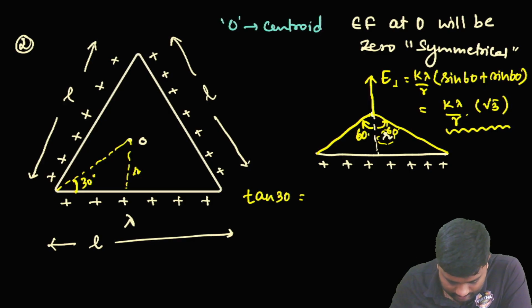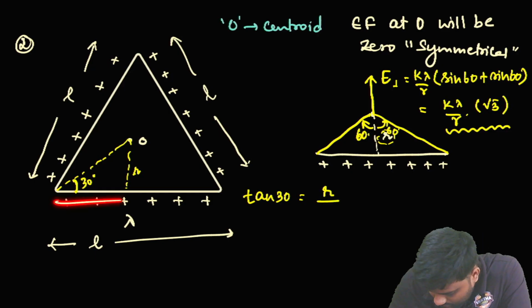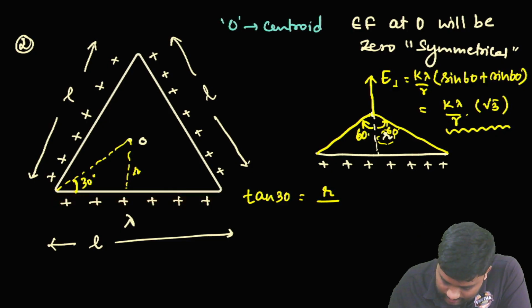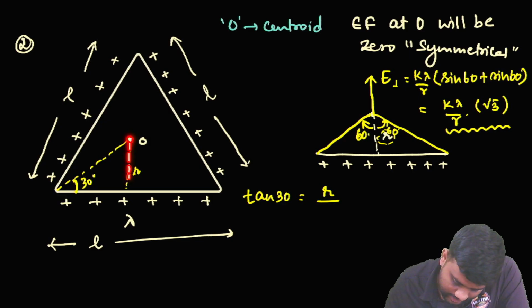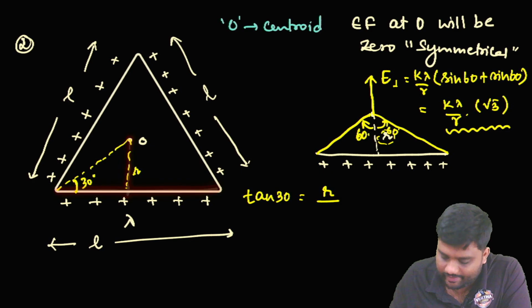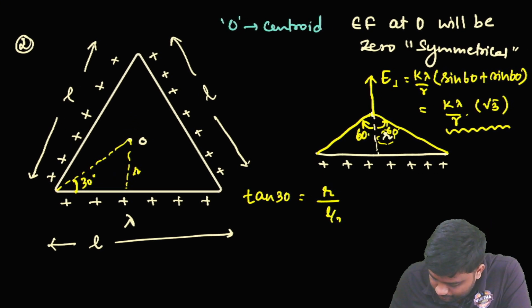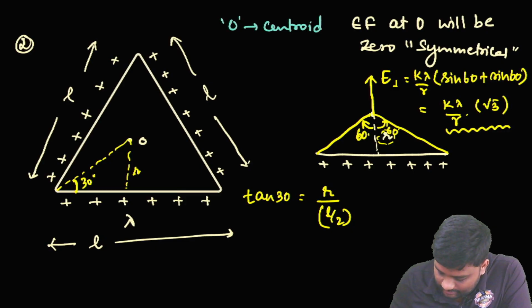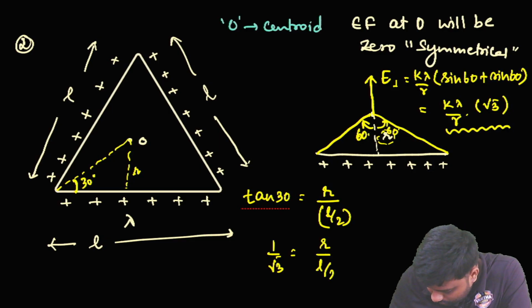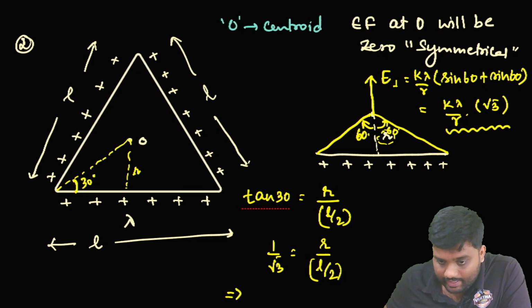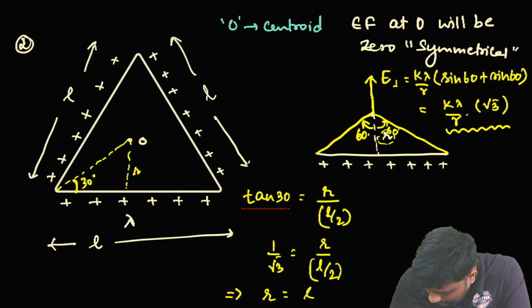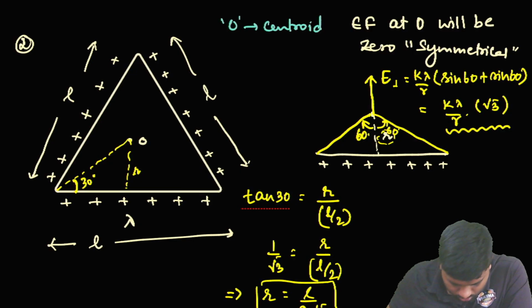Sir, the perpendicular distance is R. Consider this the length L, and this is the centroid point. From here, if I draw a perpendicular, it bisects this line into two equal halves, each L by 2. So tan 30 is equal to 1 by root 3, which is equal to R upon L by 2. From here I can write R is equal to L by 2 root 3.